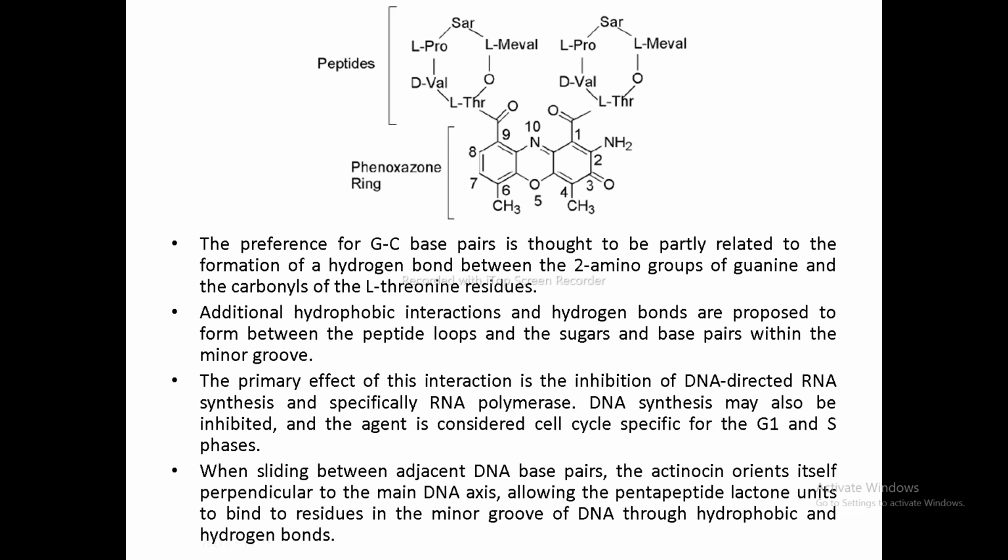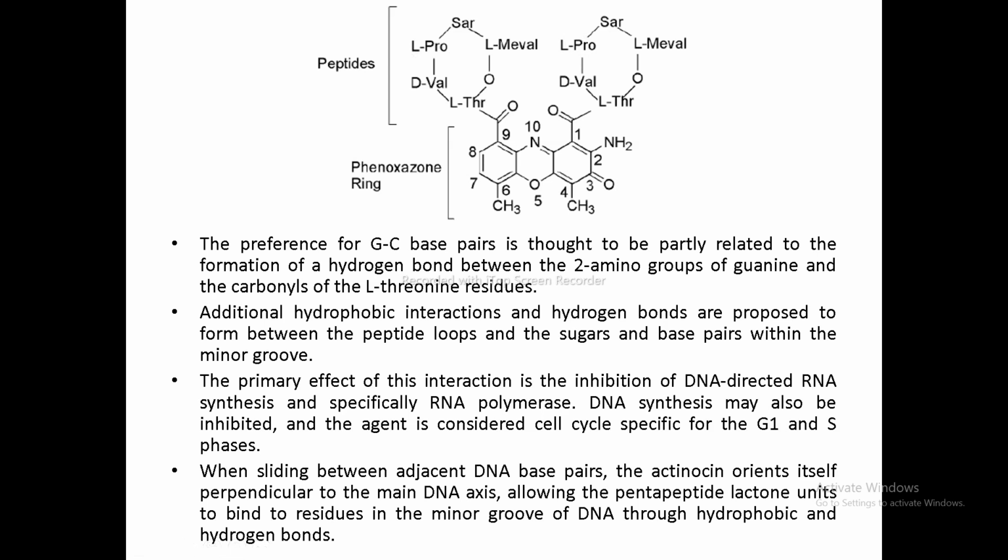So as we know, the nucleotides are made up of the base, either the purine base or the pyrimidine base, then the sugar and the phosphate group. So the hydrogen bond is formed between the peptide loops. So these are the peptide loops and the sugar. Sugar of what? That is the nucleotide base and the base pair.